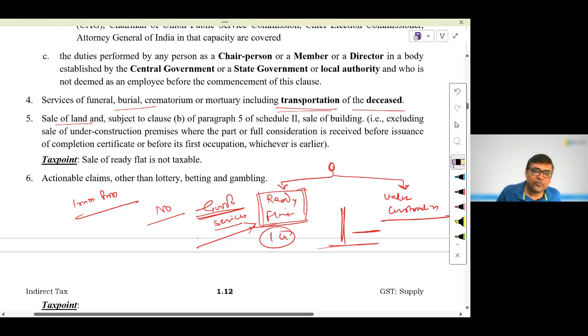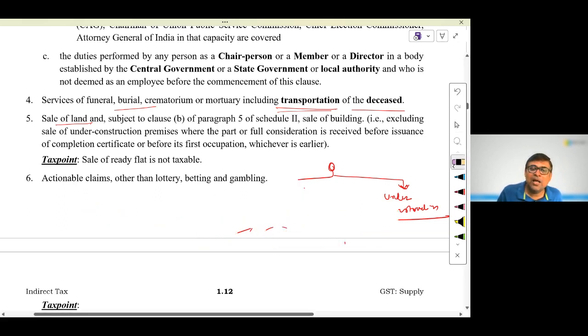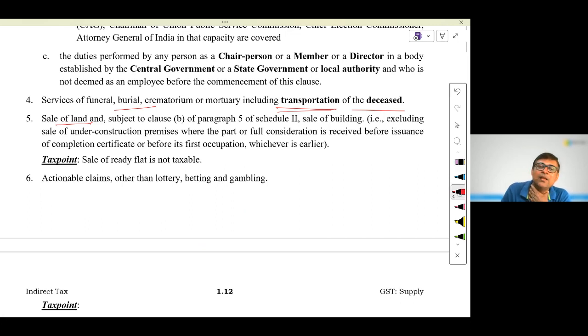Actionable claim. Actionable claims other than lottery, betting and gambling are in the negative list. So can I say that in the case of lottery, betting and gambling, GST is applicable? Apart from that, whatever actionable claim you supply is not liable for GST.